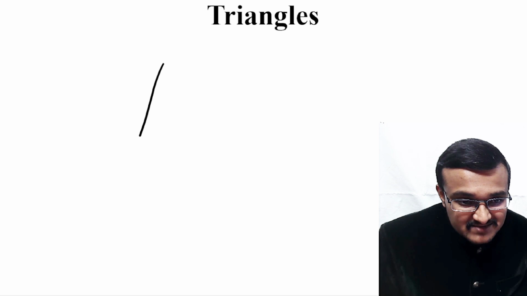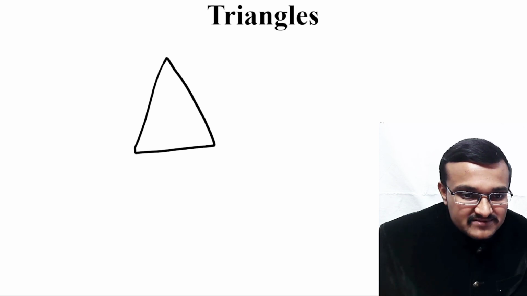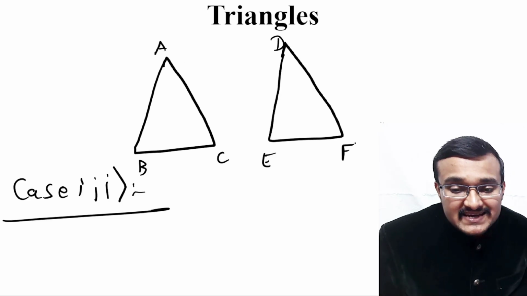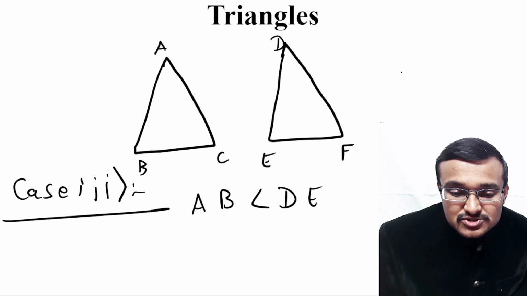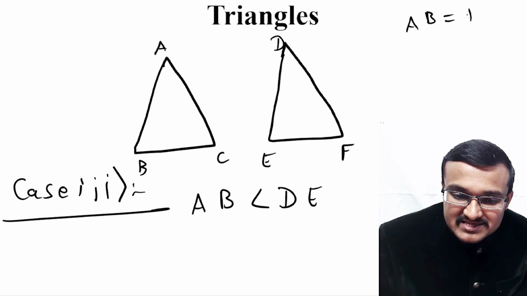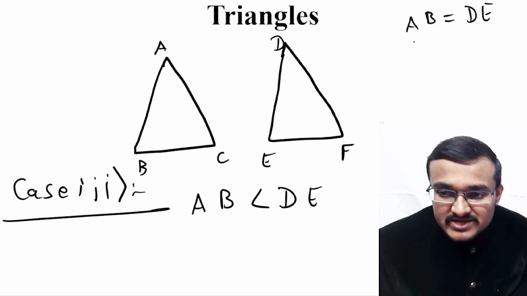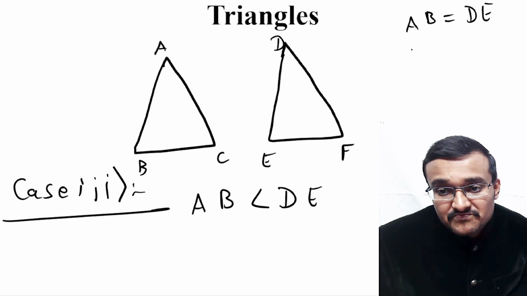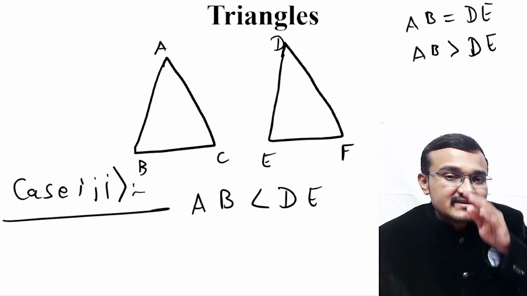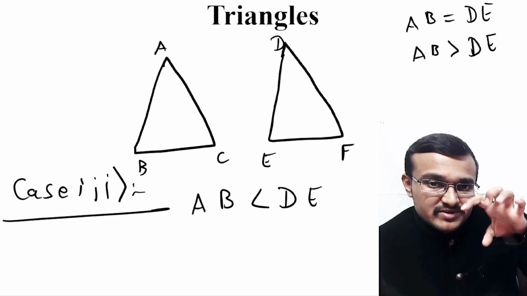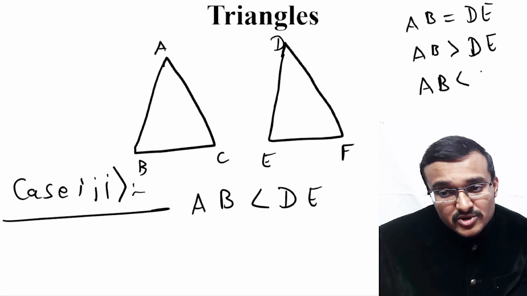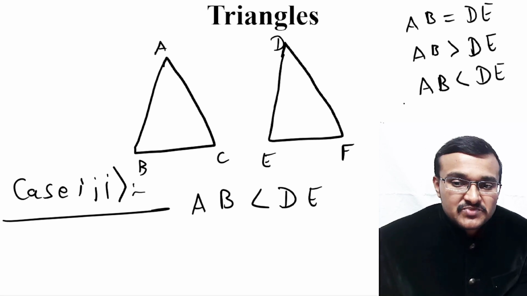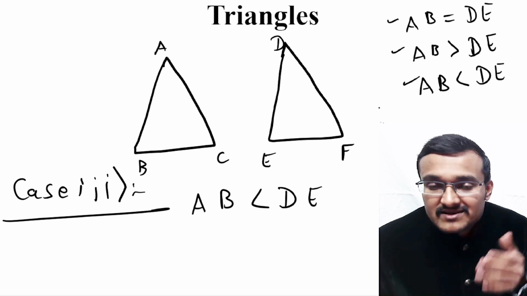In case 3, we are considering AB is less than DE. So in the first case, we took AB is equal to DE, and straight away we got these two triangles congruent with each other according to SAS axiom. In the second case, we took AB greater than DE, then we took a point in between A and B in such a way that PB will be equal to DE. Now we are considering the third case, third possibility, that is AB is less than DE. So only these three possibilities are there.